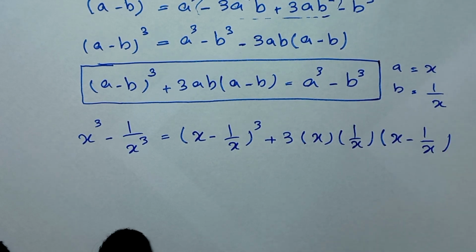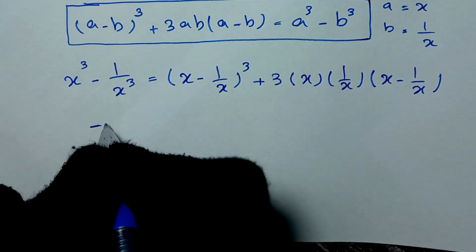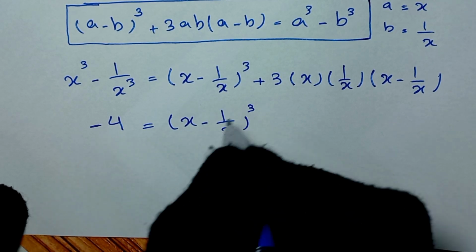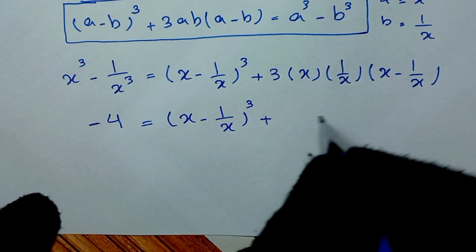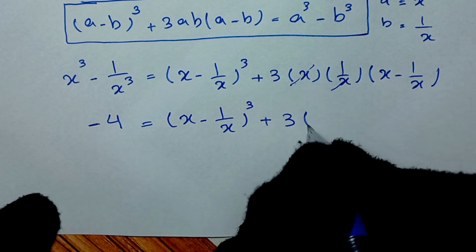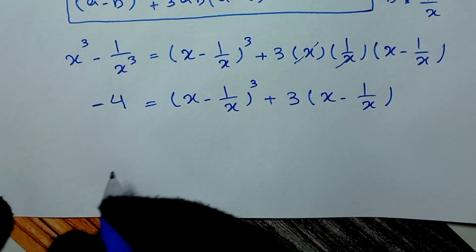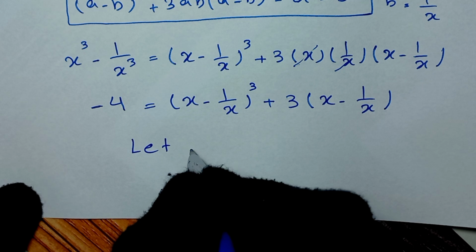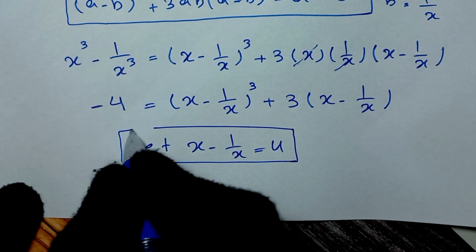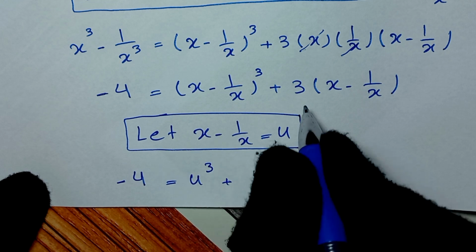And from here, x cubed minus 1 over x cubed is negative 4. So we write in here, negative 4 is equal to x minus 1 over x to the power of 3 and plus 3x times 1 over x. This will cancel, and it will be 3 times x minus 1 over x, right? And next step, we let x minus 1 over x as u. So it will be negative 4 is equal to u cubed plus 3u.